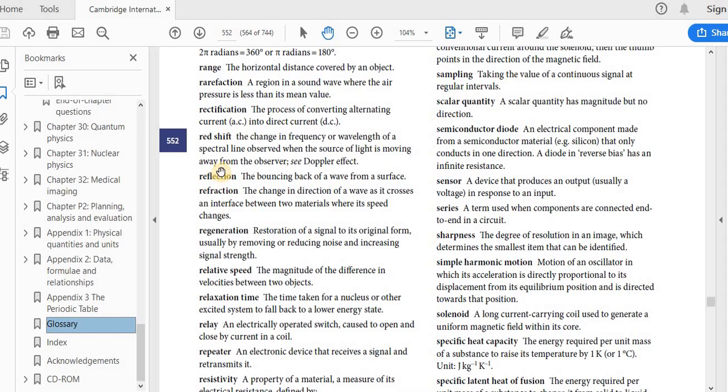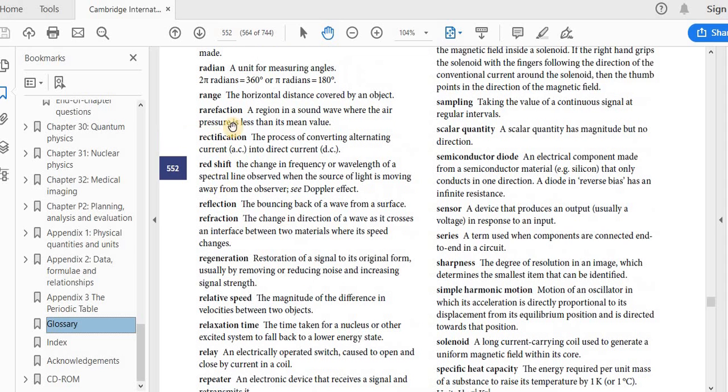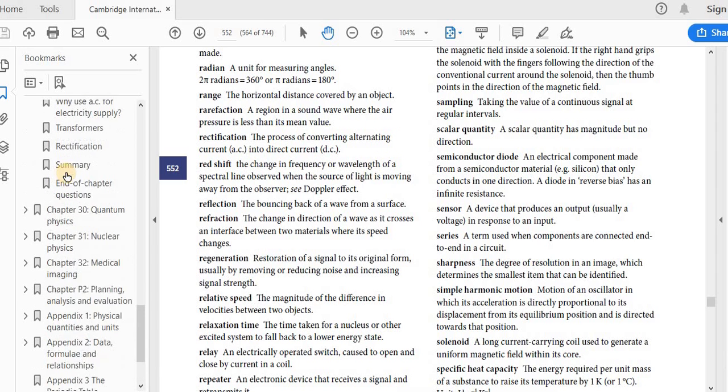Rectification: the process of converting alternating current, AC, into direct current, DC.